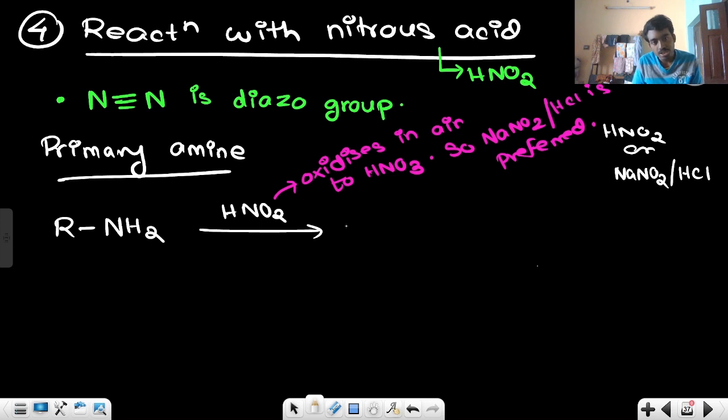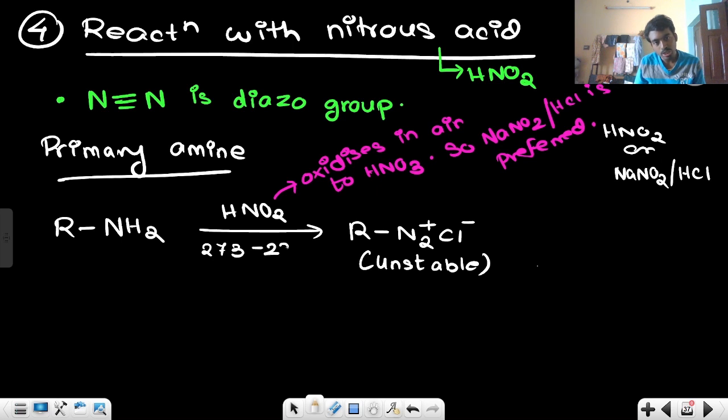Okay, what happens is, this briefly for some time will form benzene diazonium chloride. This briefly forms diazonium chloride, RN2 plus Cl minus. But this is unstable. Temperature is 273 to 278 Kelvin, that means 0 to 5 degrees Celsius. So even at 0 to 5 degrees Celsius, primary amines give an unstable diazonium chloride. Since it is unstable, the nitrogen group readily leaves.